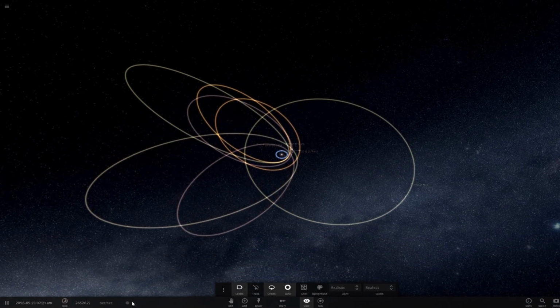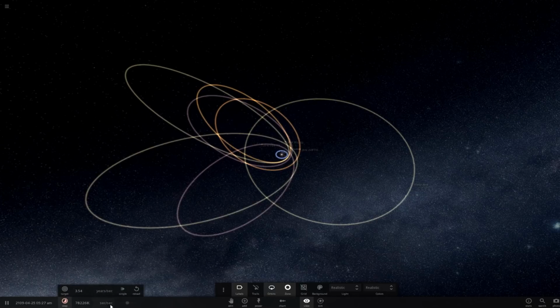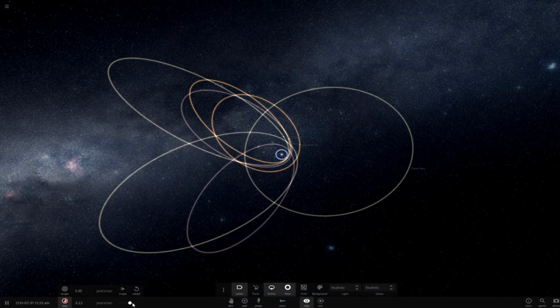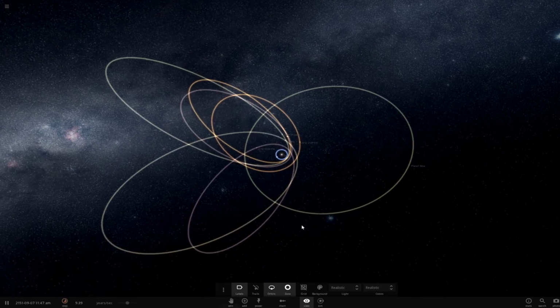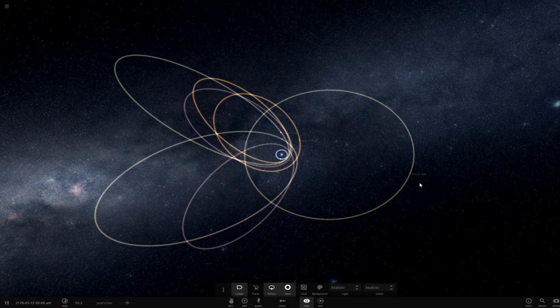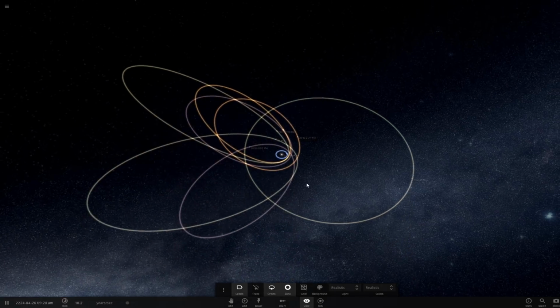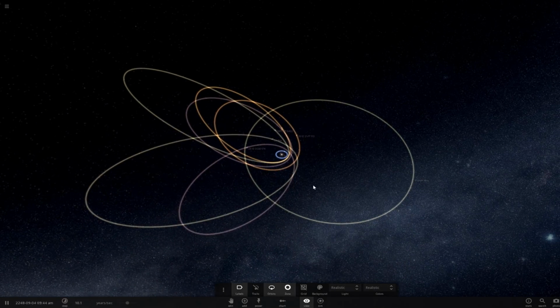So what we actually have here is a simulation. I can run the simulation a bit faster. We're running this at years every second. I can select this and actually do years per second. It says 3 years per second. So everything's kind of moving around here. Now, what we have on one side is Planet 9. On the other side, we have a bunch of Kuiper Belt objects.